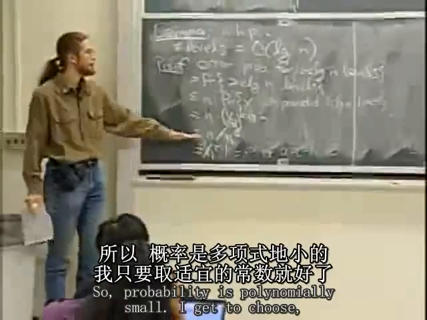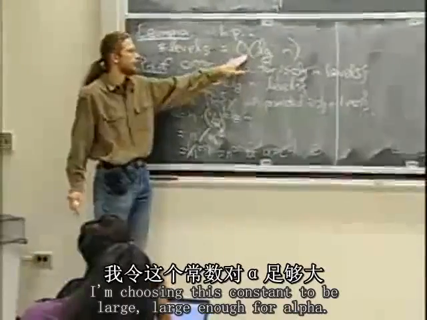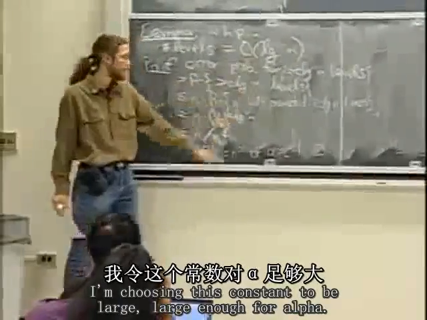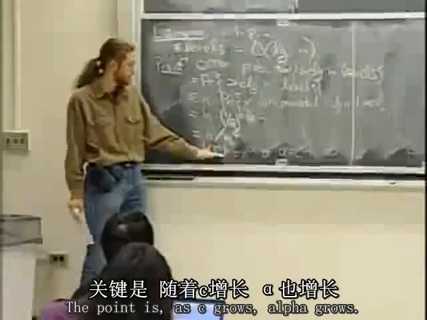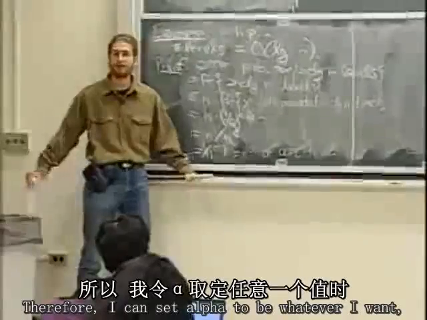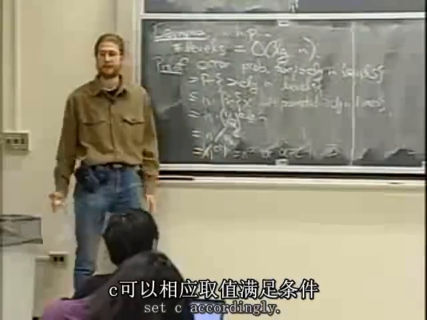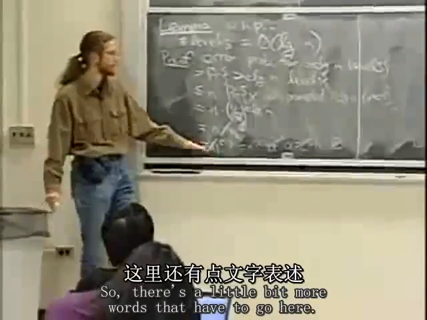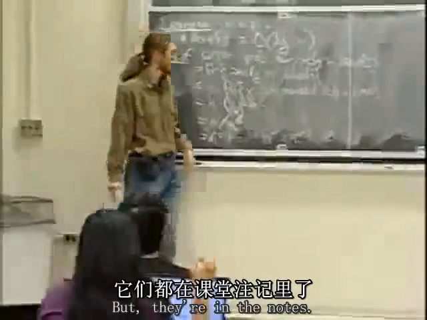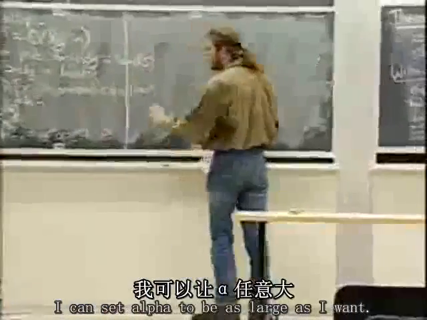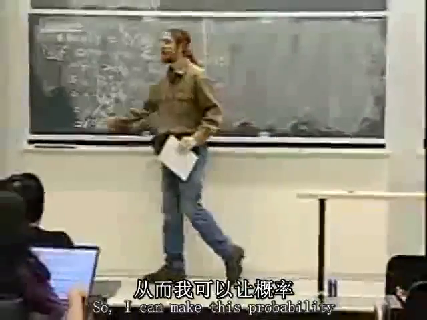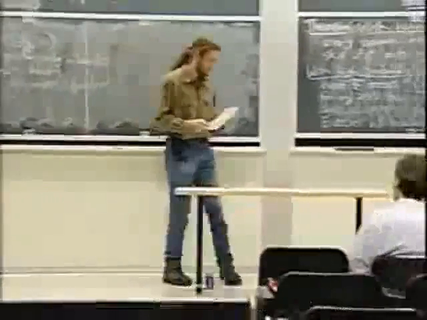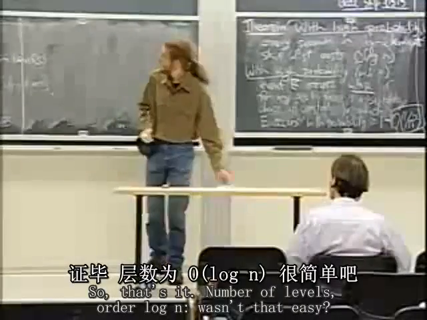I get to choose, and this is a bit of the trick. I'm choosing this constant to be large enough for alpha. So the point is, as c grows, alpha grows. Therefore, I can set alpha to be whatever I want, set c accordingly. There's a little bit more words that have to go here, but they're in the notes. I can set alpha to be as large as I want. So I can make this probability as small as I want in the polynomial sense. So that's it. Number of levels is order log n.